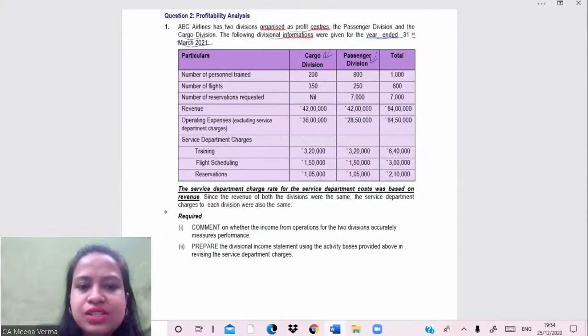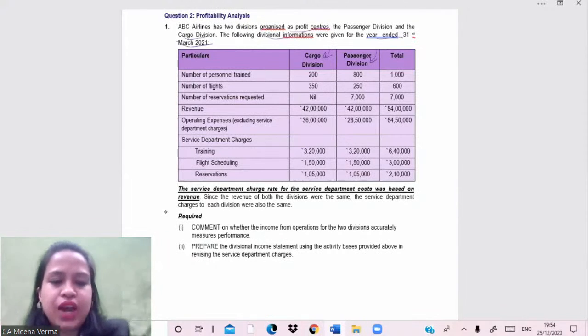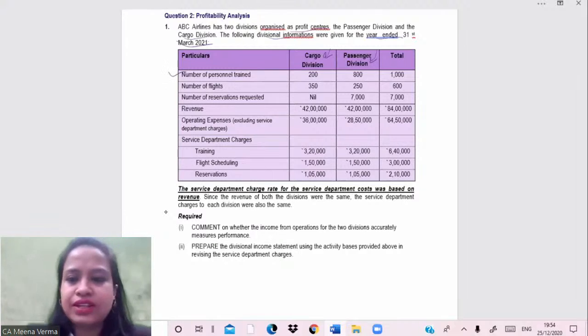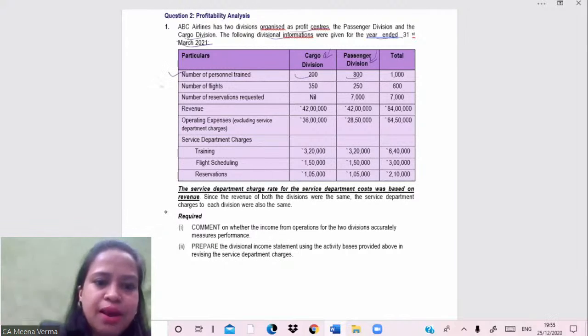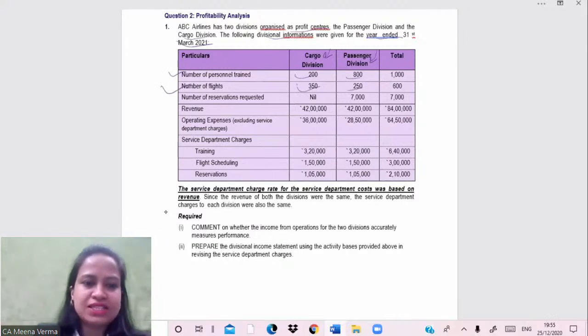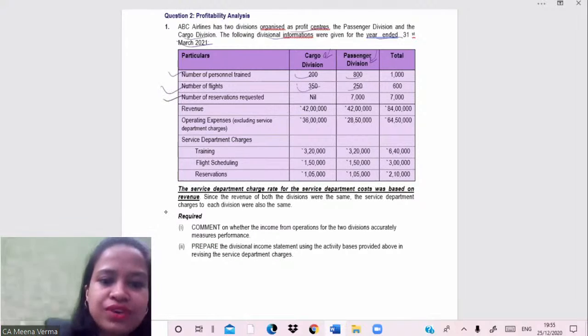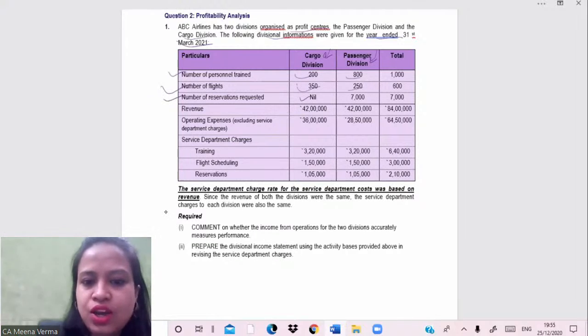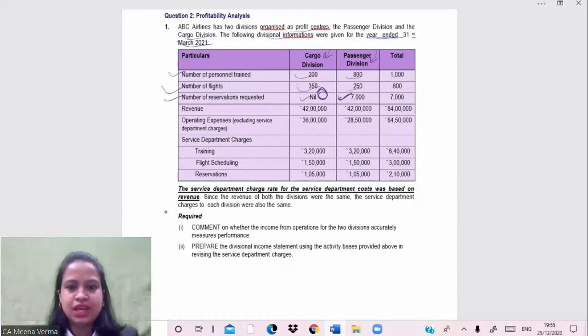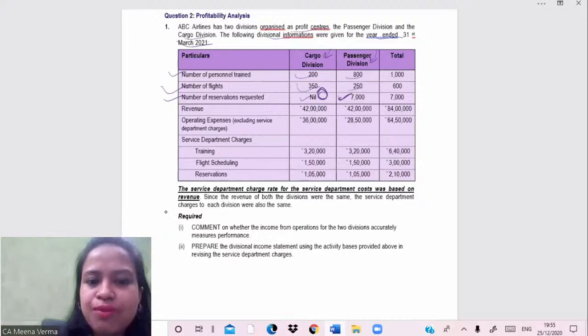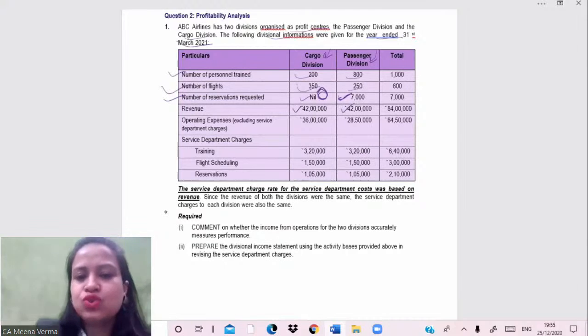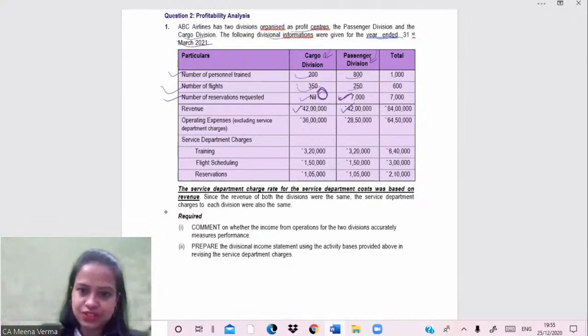The number of personnel trained is given here and here. The number of flights at this place and at this place. The number of reservations requested. The number of reservations for cargo and the number of reservations here. The revenue which you are earning from the cargo division and the revenue which you are earning from the passenger division.